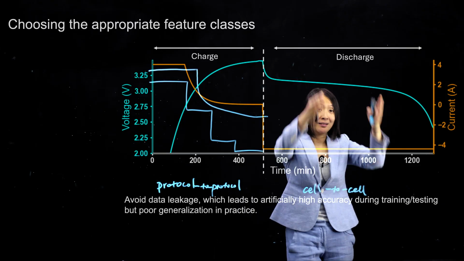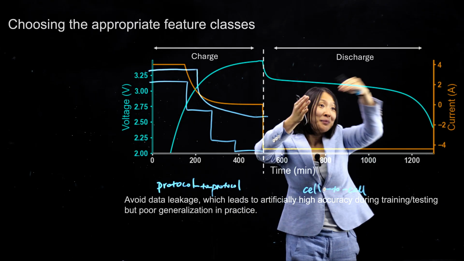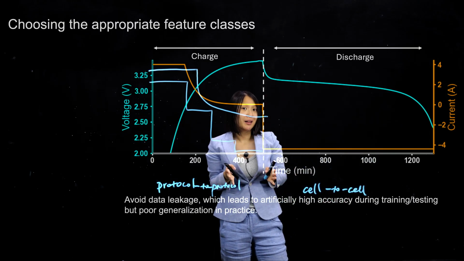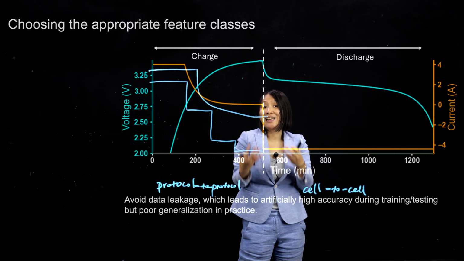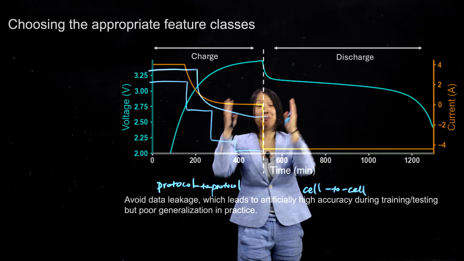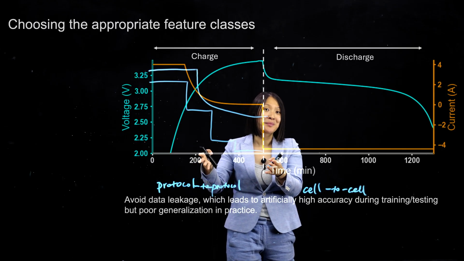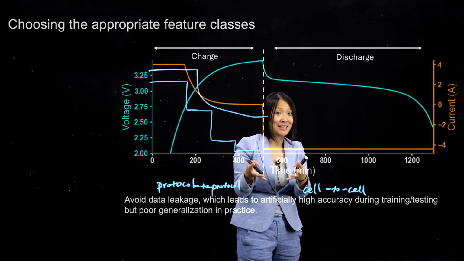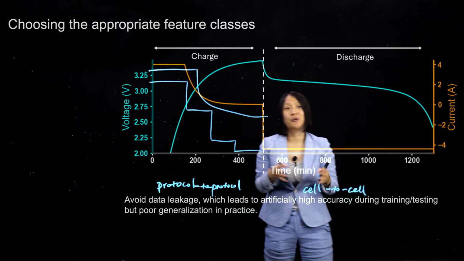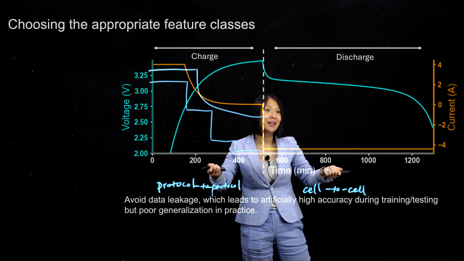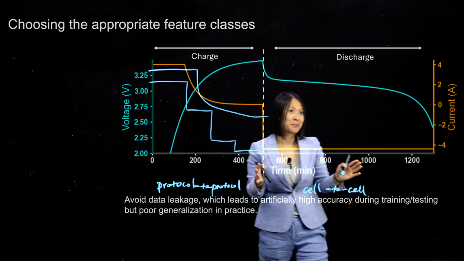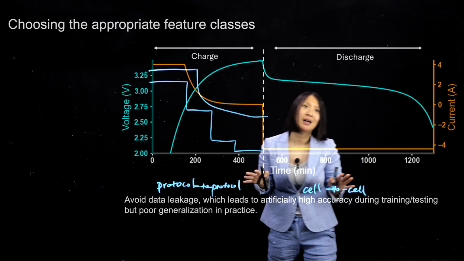So in this case, taking the features from the discharge curves seems to make more sense. Conceptually, we are talking about a challenge called data leakage. We don't want our model to learn the protocol-to-protocol difference while we assume it's learning the cell-to-cell differences. Then if during training it has high accuracy, and we want to generalize it, it may not perform as well. So this is an important point about feature engineering.